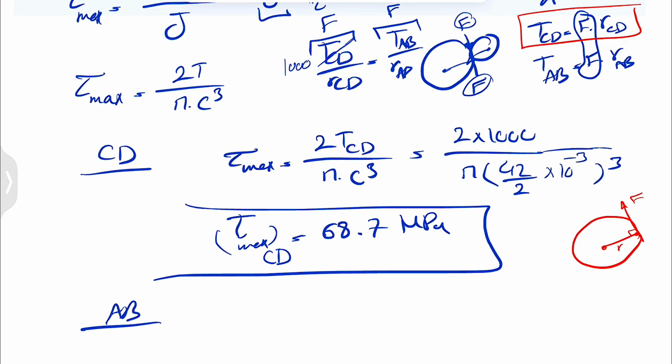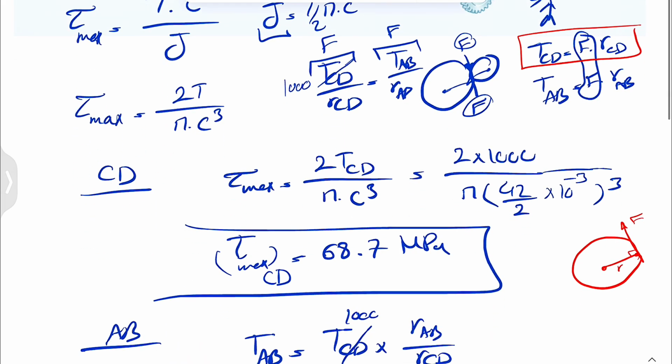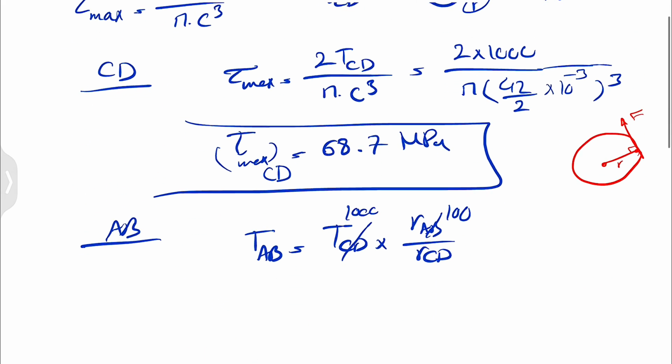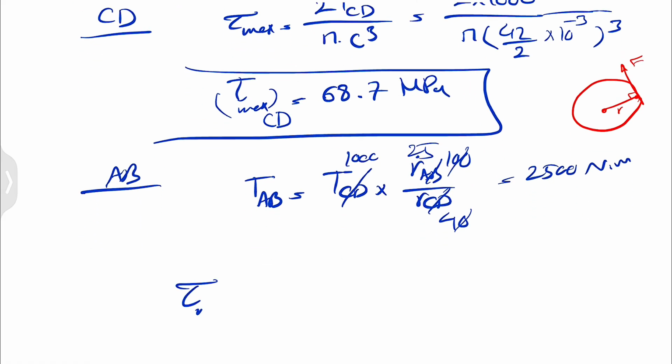All right, so if you want to find the T_AB, you basically have T_CD times R_AB over R_CD. So this is going to be 1000, and R_AB is 100. This is going to be 40. So that's going to be 25. So, sorry, 2.5. And we're going to get 2500 Newton meter for the torque of AB.